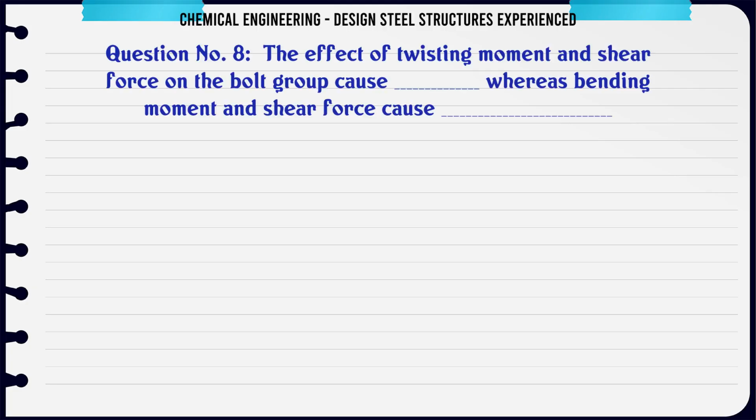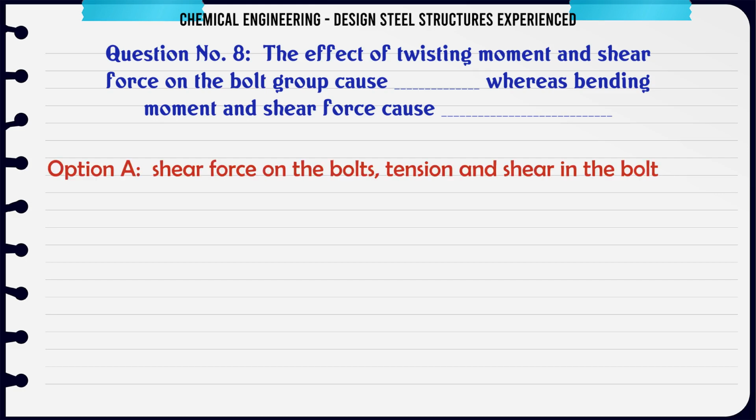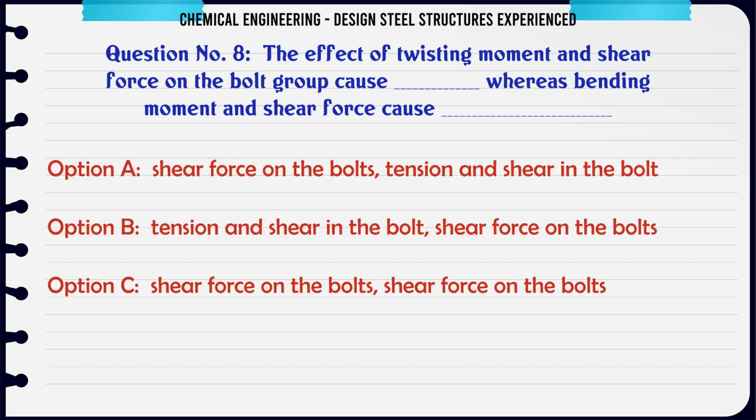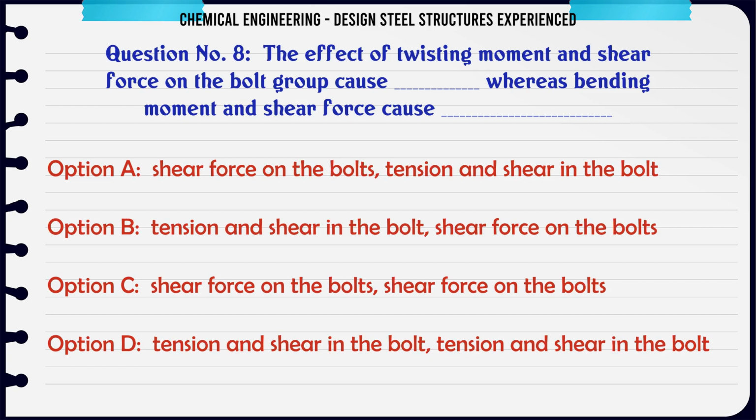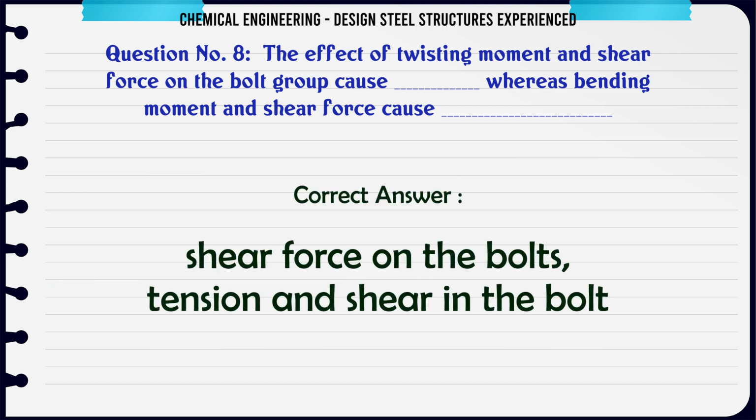The effect of twisting moment and shear force on the bolt group causes ___, whereas bending moment and shear force cause ___. A. Shear force on the bolts, tension and shear in the bolt. B. Tension and shear in the bolt, shear force on the bolts. C. Shear force on the bolts, shear force on the bolts. D. Tension and shear in the bolt, tension and shear in the bolt. The correct answer is shear force on the bolts, tension and shear in the bolt.